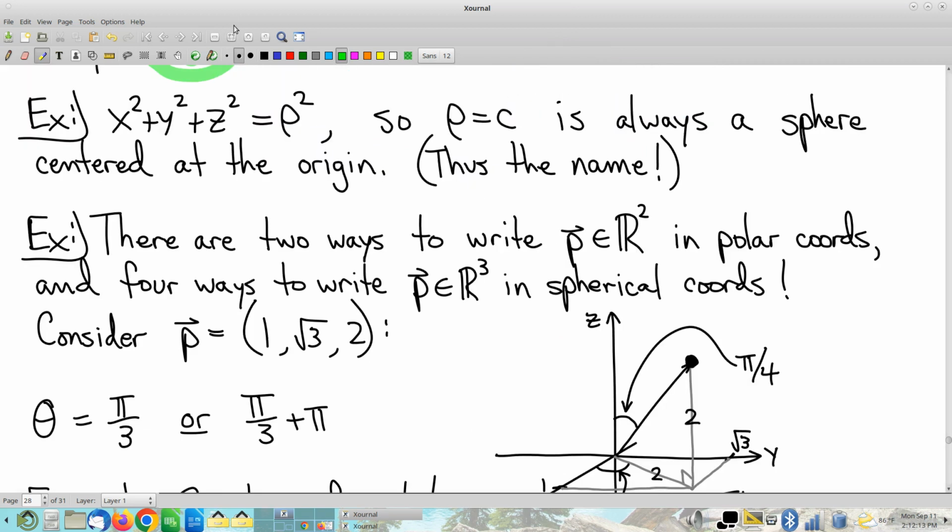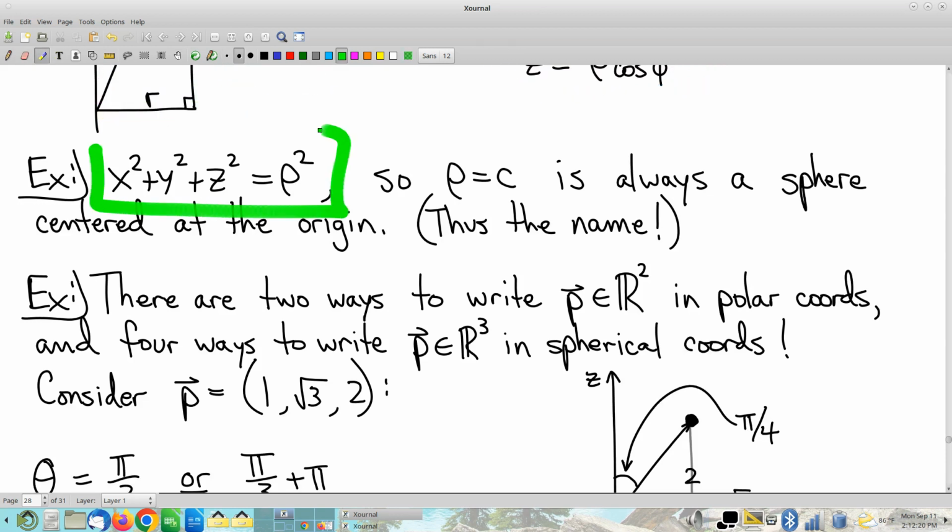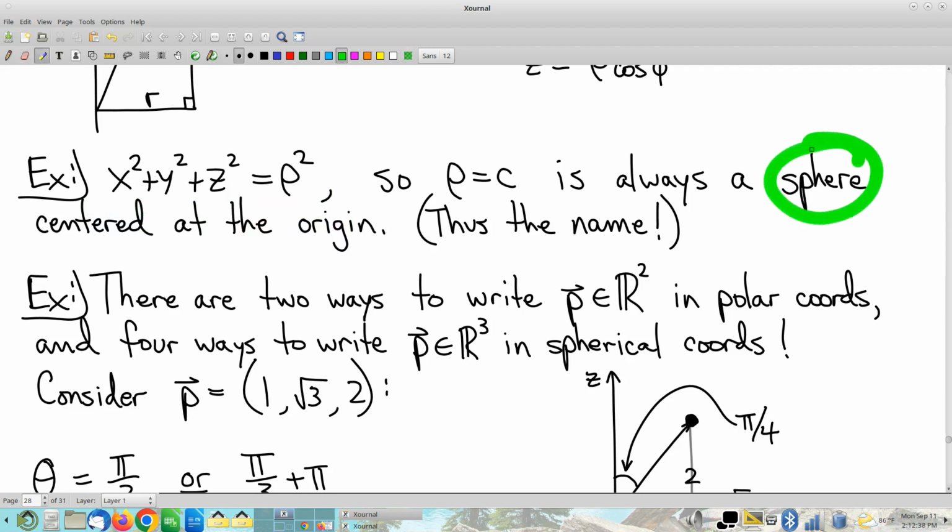Let me zoom back out here, and let's look at this next example. Again, we have a Pythagorean relationship between rho and x, y, and z. It's a matter of writing down some little right triangles and Pythagorean identities. And so if you want to talk about the equation of a sphere, that's actually really easy. There you go. Rho equals constant always gives you a sphere in spherical coordinates. And again, this is the motivation for the name spherical coordinates.